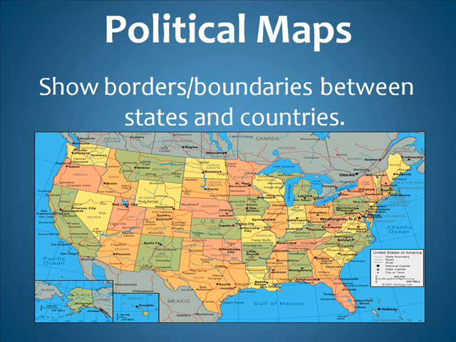Political maps show borders and boundaries between states and countries, or within countries. So here you see all the different boundaries within the states of the U.S., and these are what are known as political maps.